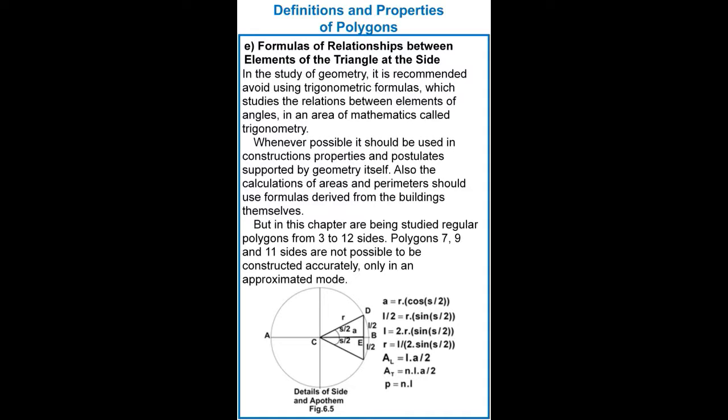Whenever possible, constructs based on the properties and postulates of geometry must be used, and the calculation of areas and perimeters must use the formulas derived from the constructions themselves. But in this Chapter 6 of the course of Basic Geometry, we studied regular polygons of 3 to 12 sides. Polygons with 7, 9, and 11 sides are not possible to make the construction exactly, only approximately, so that it's necessary to use in this case some trigonometric formulas.